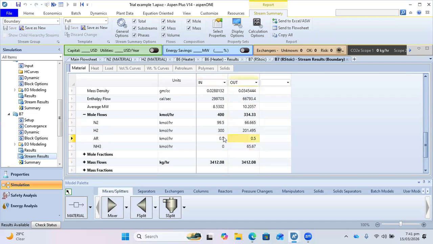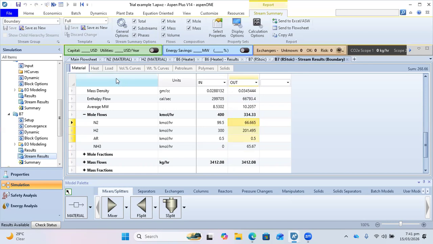The argon did not react, it's inert. The hydrogen, it will reduce because it's definitely going to take part in the reaction. Same thing with the nitrogen, right? So we want to now separate this ammonia from the rest of the feed, the unreacted feed. And then we want to send that unreacted feed back as a recycle.